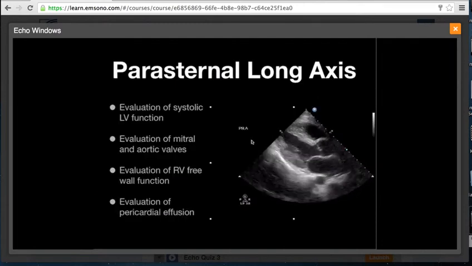So overall, the parasternal long axis will allow you to visually estimate global LV function. It's going to allow you to evaluate the mitral and aortic valves. It'll allow you to evaluate RV free wall function, and it'll allow you to evaluate the patient for the presence or absence of a pericardial effusion.